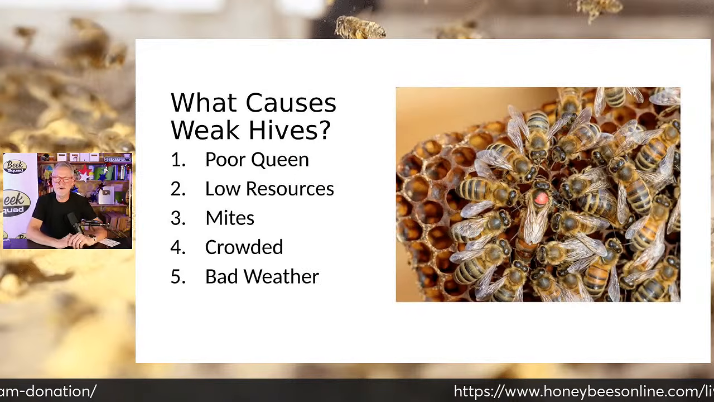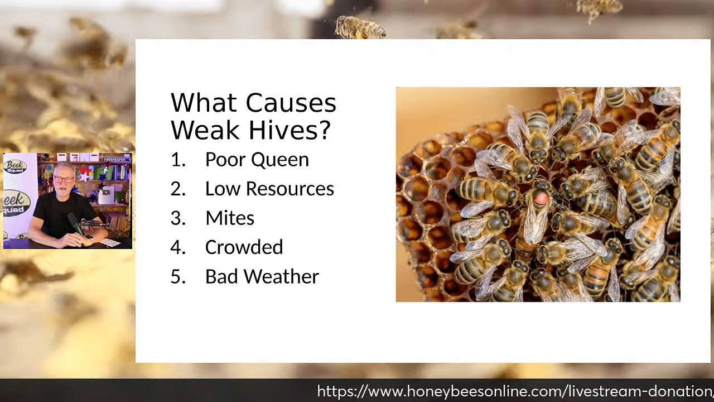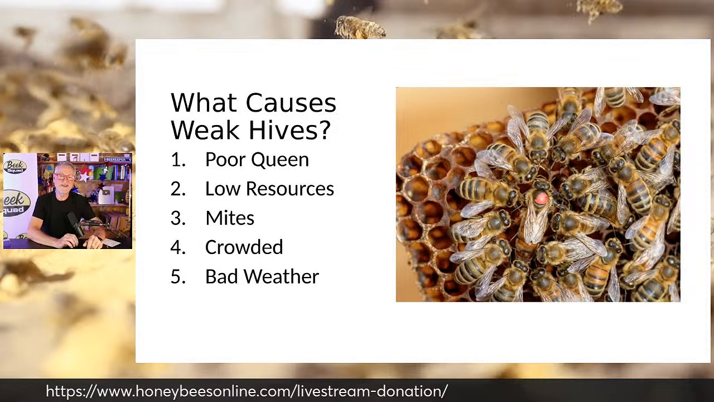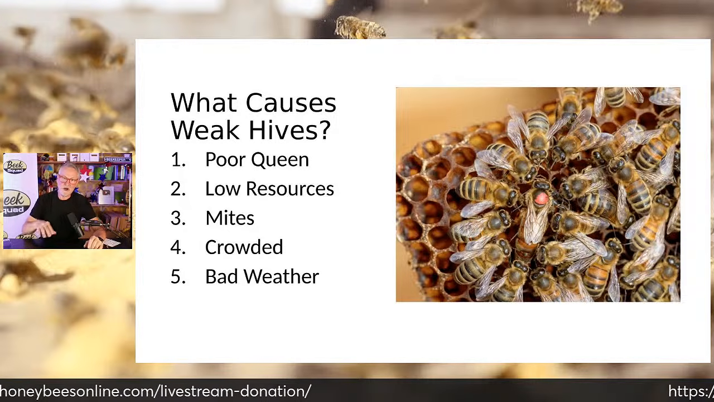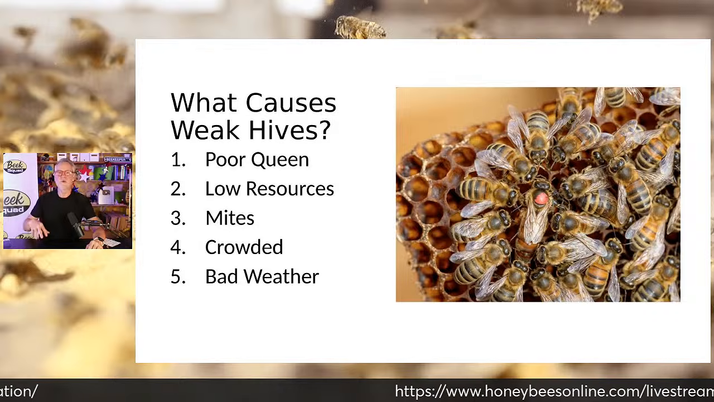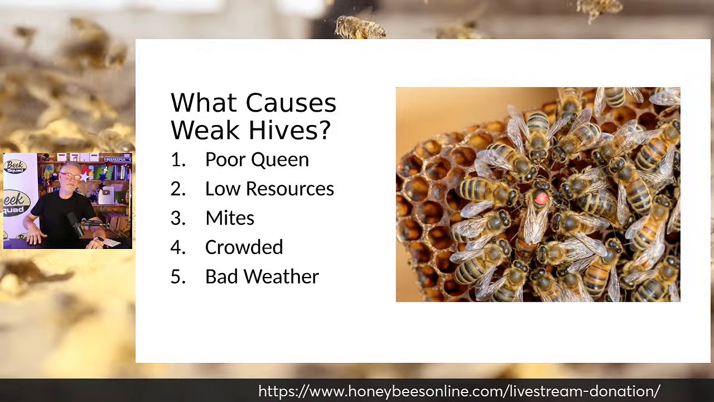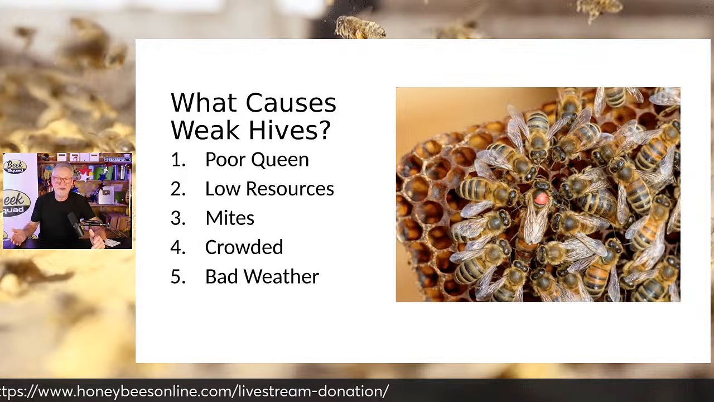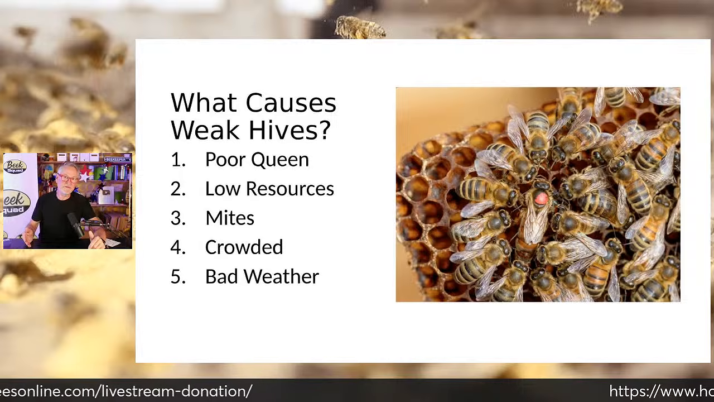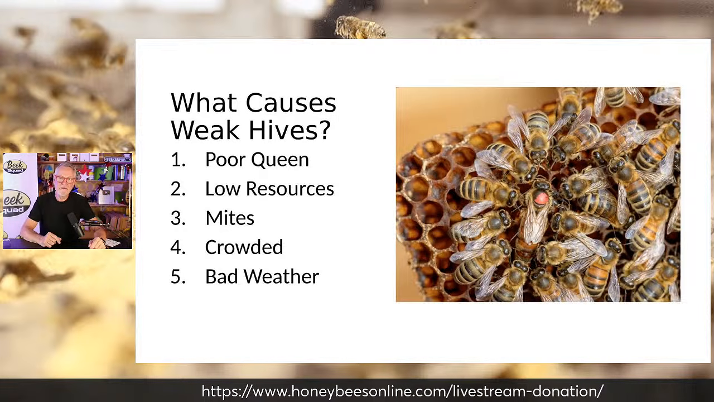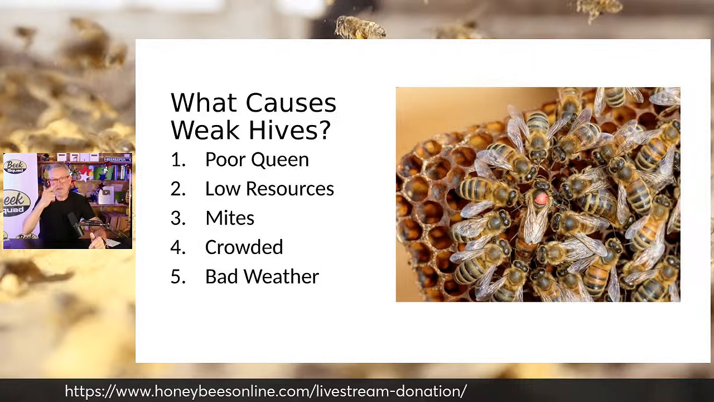But let's talk first about what causes a weak hive. Well, I think the big reason that a lot of hives are weak is because of a poor queen. Now, a poor queen doesn't mean the queen is always bad. It could mean that the hive is so weak that the queen can't be fed well enough, or even the eggs she's laying. She might be laying a lot of good eggs, but the worker bees are following behind her, cannibalizing the eggs for protein. So we can't always point a finger and blame the queen, but that's the first place we're going to look.